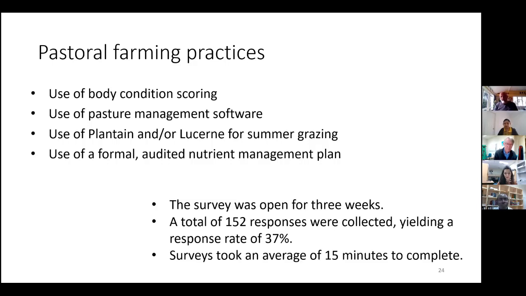So the survey was an online survey. I got 152 responses at the end from farmers, and it took about 15 minutes to complete. Because there were so many questions, we decided to only ask about two practices per farmer, so they didn't have to answer the questionnaire for four. But in general, we got between 66 and 69 responses for each of the practices.